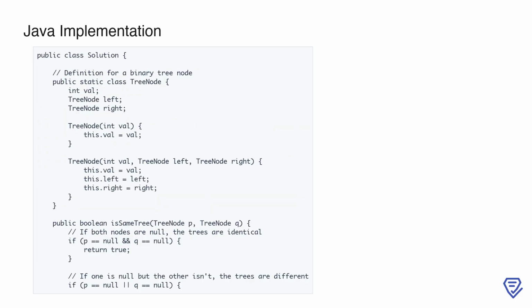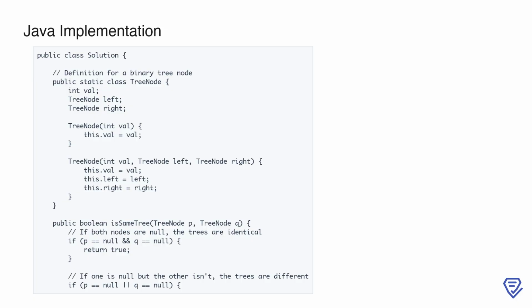Here, we start with the Java implementation for the problem. First, we define a nested static class called TreeNode, which represents the structure of a binary tree node. It contains three fields: an integer val to store the value of the node, and two references, left and right, pointing to the left and right child nodes, respectively. The TreeNode class has two constructors, one that initializes the node with just a value and another that initializes it with a value as well as left and right child nodes.